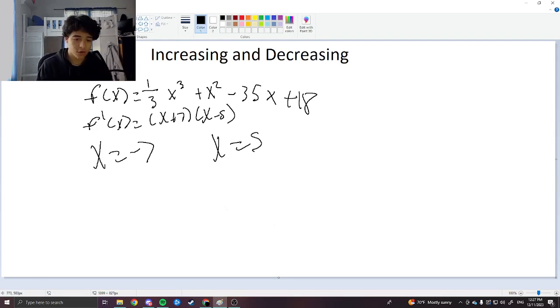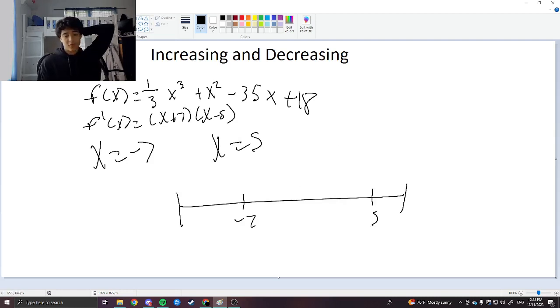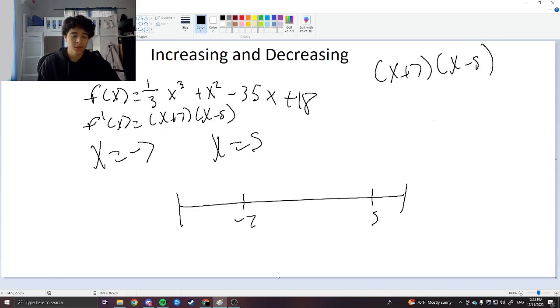Just like before, let's draw our number line. We'll put a point at negative 7 and we'll put a point at 5. So we have to see first what's going on when x is less than negative 7. So if we have our equation x plus 7 and x minus 5, if we plug in a number less than negative 7, x plus 7, this first part here is going to be negative. And if we plug in a number less than negative 7 on this right one, it is also going to be negative. So we're going to get a negative times a negative. So this is going to end up being positive.